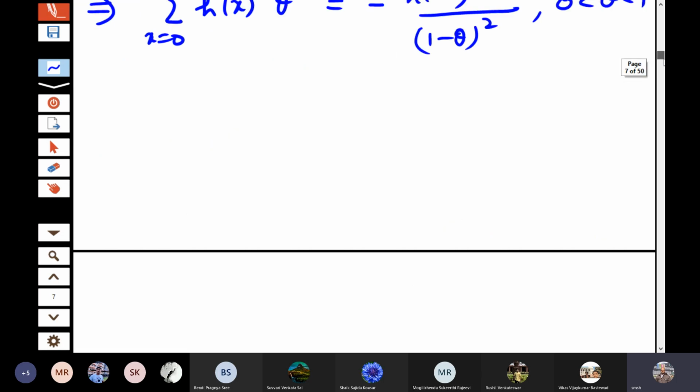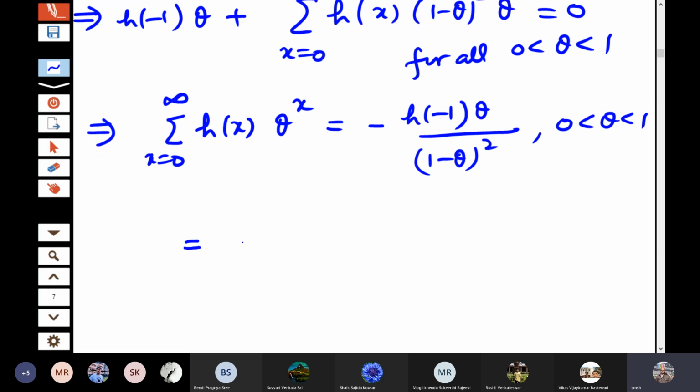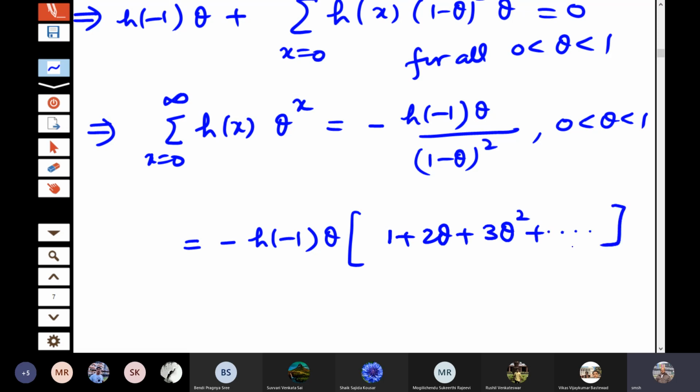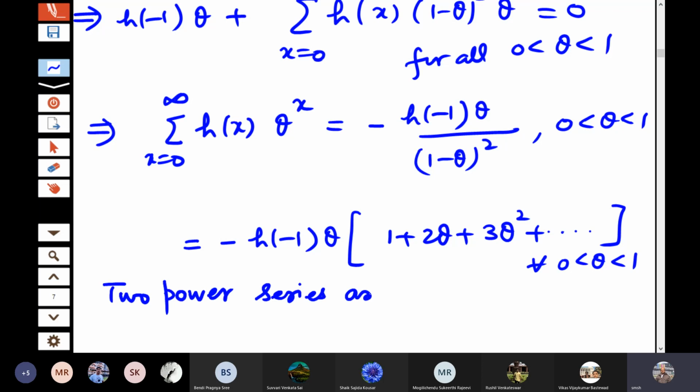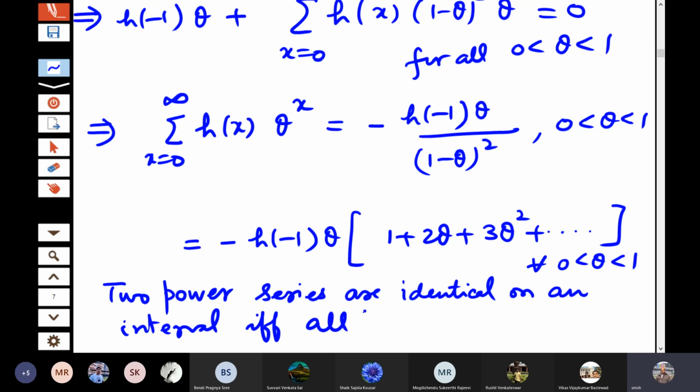The right hand side is 1 by (1 minus theta) squared. I can consider Maclaurin series expansion, because theta lies between 0 and 1. So this is minus h(minus 1) theta times (1 plus 2 theta plus 3 theta squared and so on). I think all of you know this kind of terms. So now the left hand and the right hand sides are both power series in theta. Two power series agree on an interval if and only if all the coefficients agree. Okay. Two power series are identical on an interval if and only if all the coefficients match.